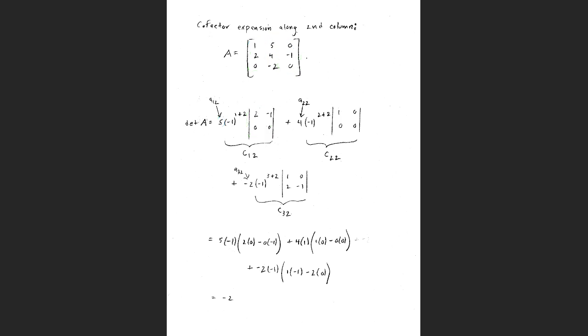Now let's worry about the second part of the cofactor expansion, where the 4 is. Well, the 4 is in the second column and the second row. And so then the submatrix should consist of 1, 0 and 0, 0. And it does. See?